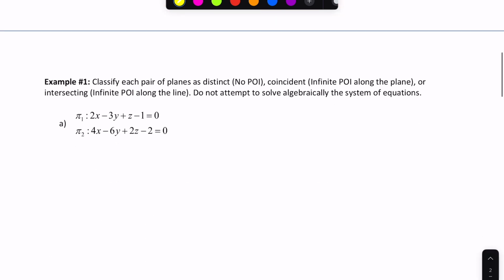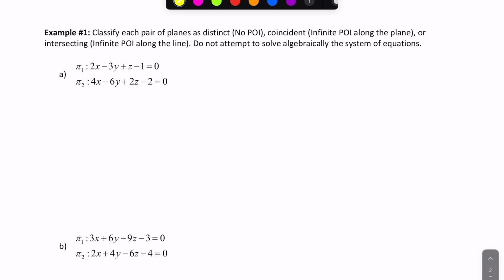So if we look at example one, it says classify each pair of planes as distinct, so no POI, coincident, infinite POI along a plane, or intersecting, which is infinite POI along a line. Here it says, do not attempt to solve algebraically the system of equations.